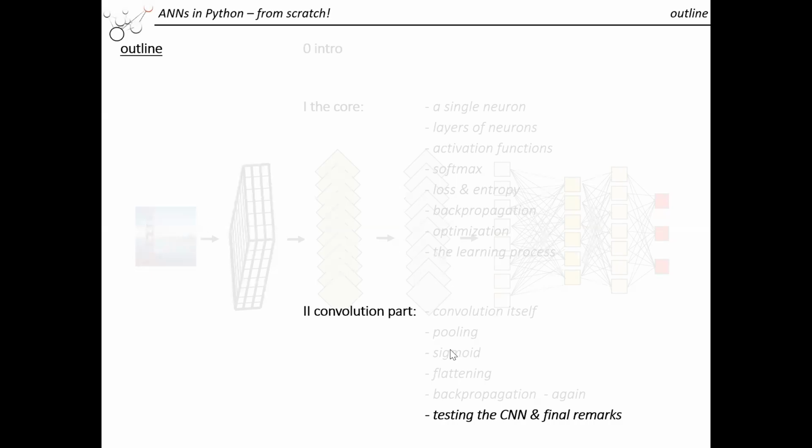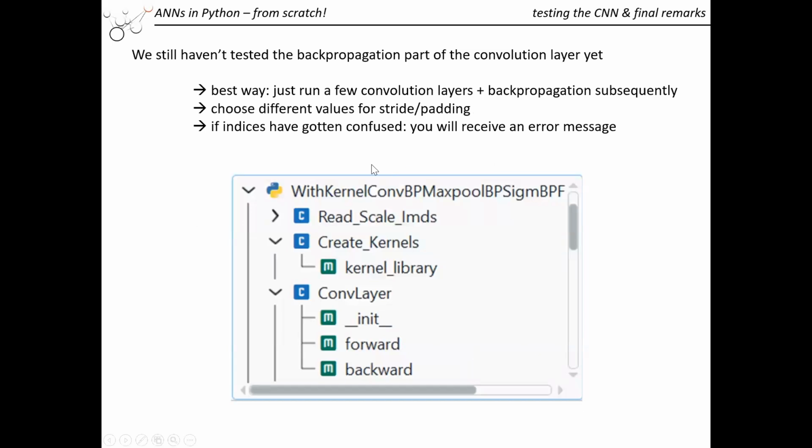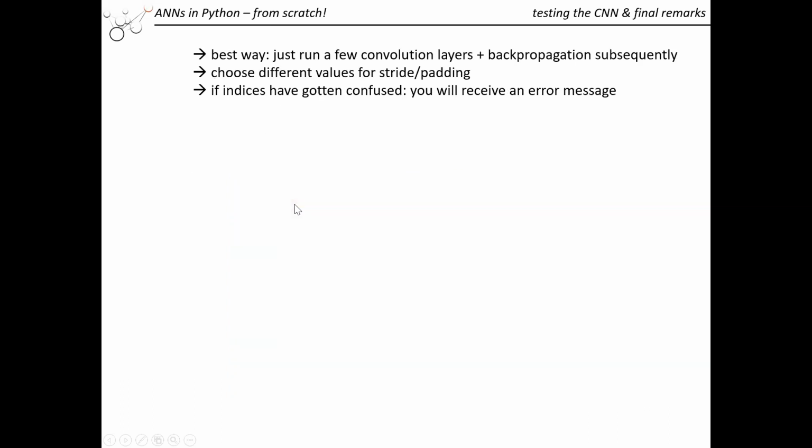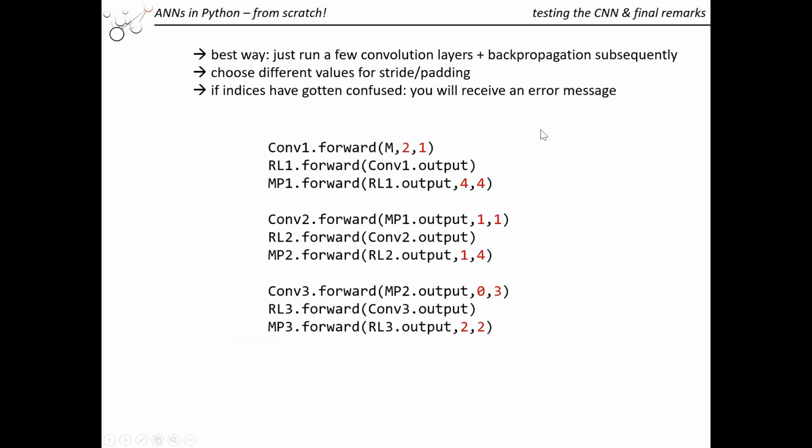We now finally want to test our CNN and also want to create an actual CNN and run it. So we have quite a few functions in our network now. And what we should do in the first place is to run the forward part, including the convolution layer, the ReLU layer, max pool, and just run this with 3 different layers so that we see how the information is passed on from one layer to the next layer.